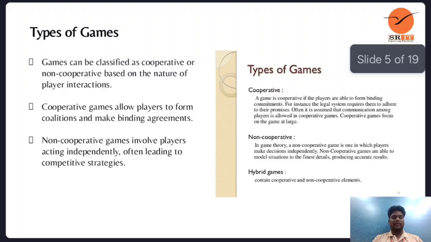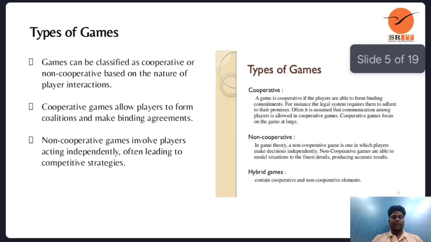Coming to the next slide, types of games. Games can be classified as cooperative or non-cooperative based on the nature of player interactions. Cooperative games allow players to form coalitions and make binding agreements. Non-cooperative games involve players acting independently, often leading to competitive situations.